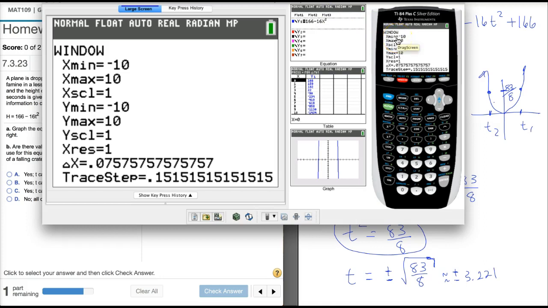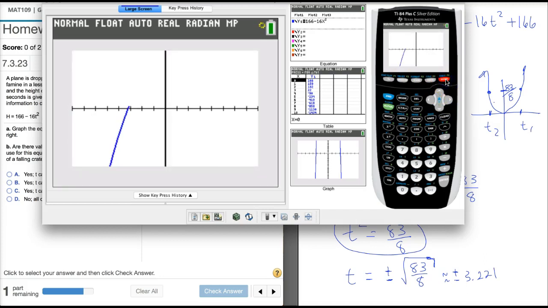So x min is going to be on the left negative x-axis, so that will be -8. X max will be +8. The x scale, we'll leave that at 1. Y min will be -200, and Y max will be +200. Okay, and then we will leave the Y scale and resolution, all that stuff the same. The graph should look like exactly what we saw. So that's one way of doing it.